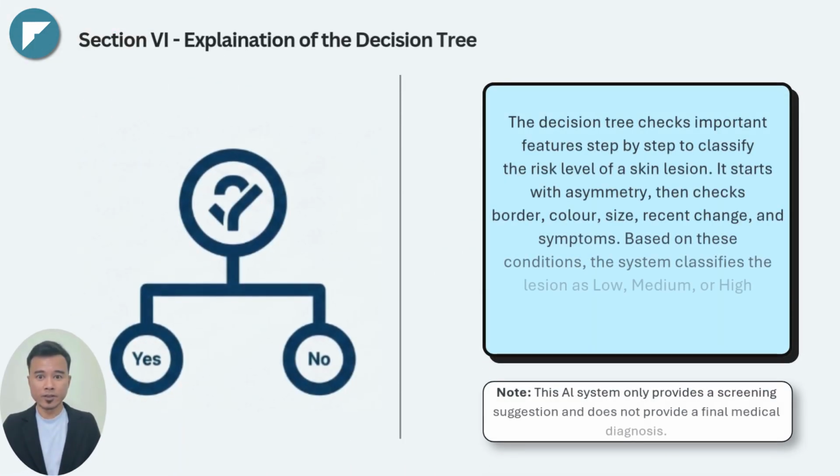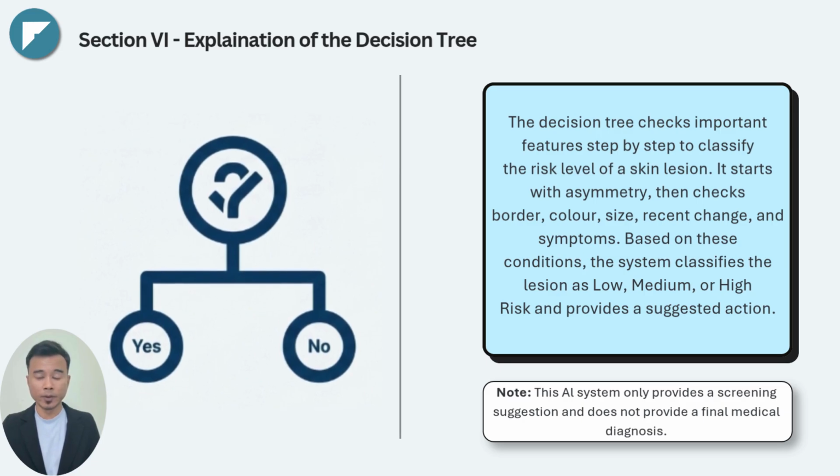Overall, this decision tree helps the AI system evaluate skin lesions step by step using important features such as asymmetry, border, color, size, lesion change, and symptoms. Based on all these conditions, the system can classify the lesion into low risk, medium risk, or high risk, and provide a suggested action for the user.